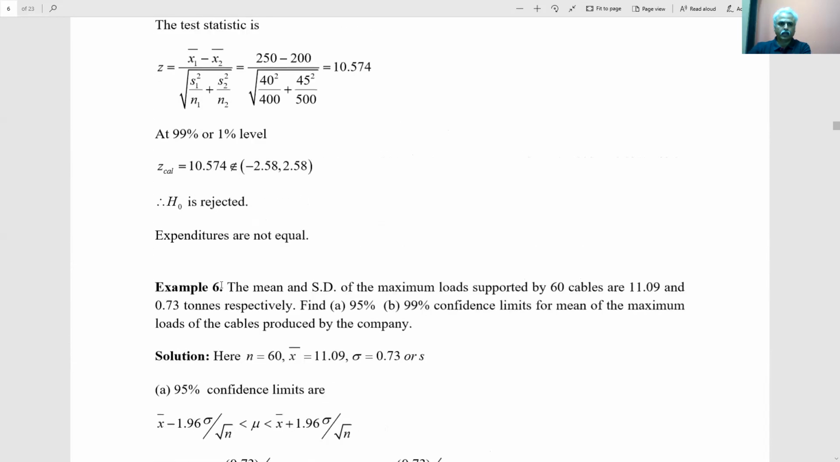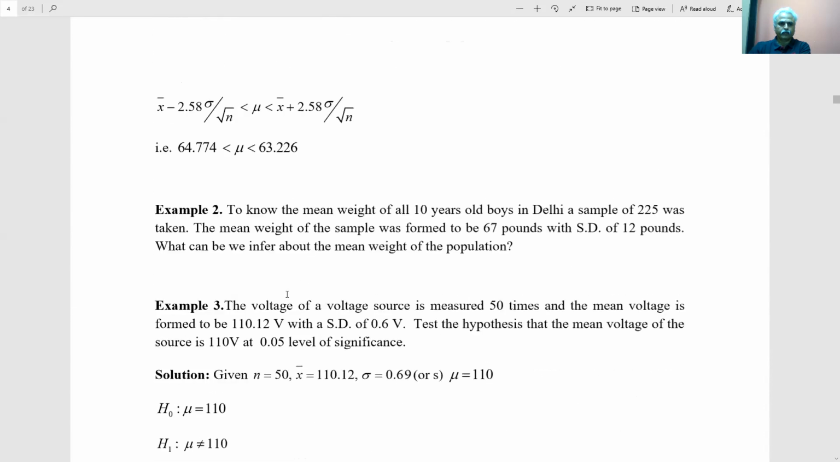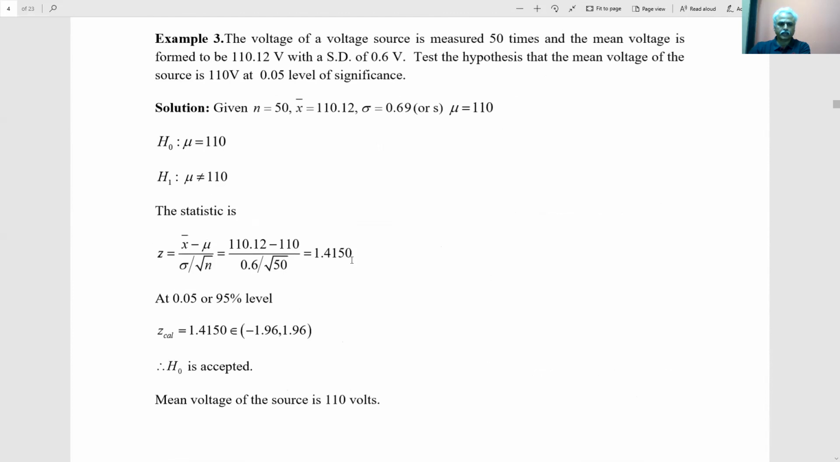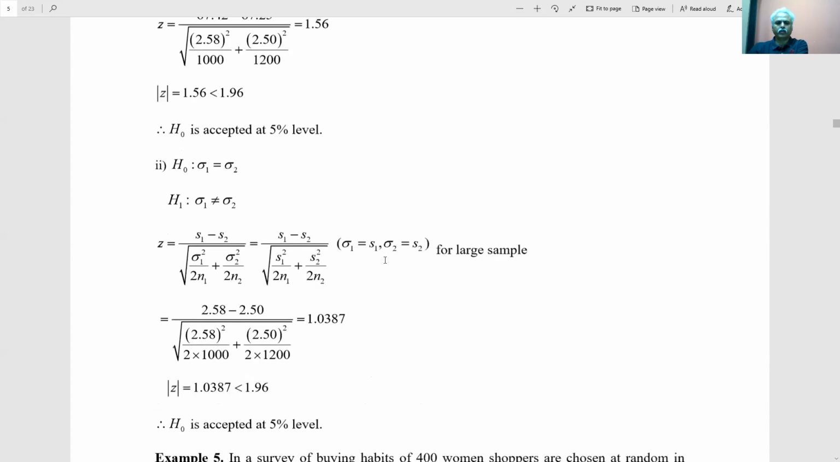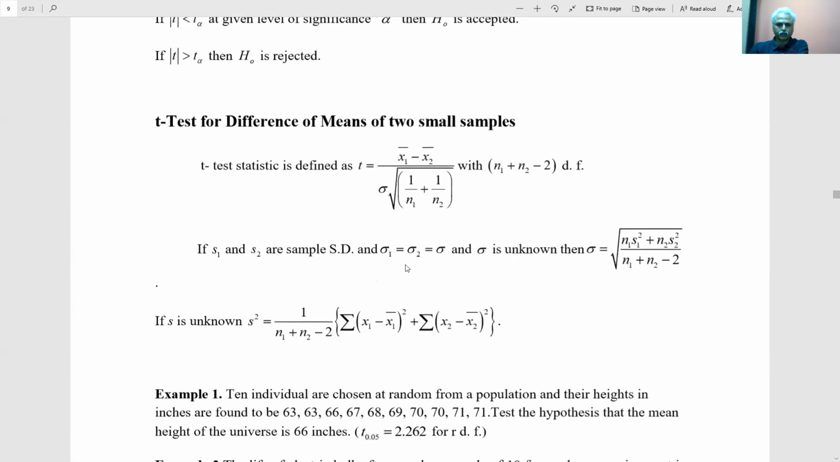First you have to write the data, hypothesis, find the statistic, that is the Z value, then the conclusion, acceptance or rejection. Once again: data given, hypothesis, find the calculated value of Z, compare it, reject or accept, final conclusion. All these steps have to be done. Coming back to our example of boys and girls, now we are doing a T distribution.